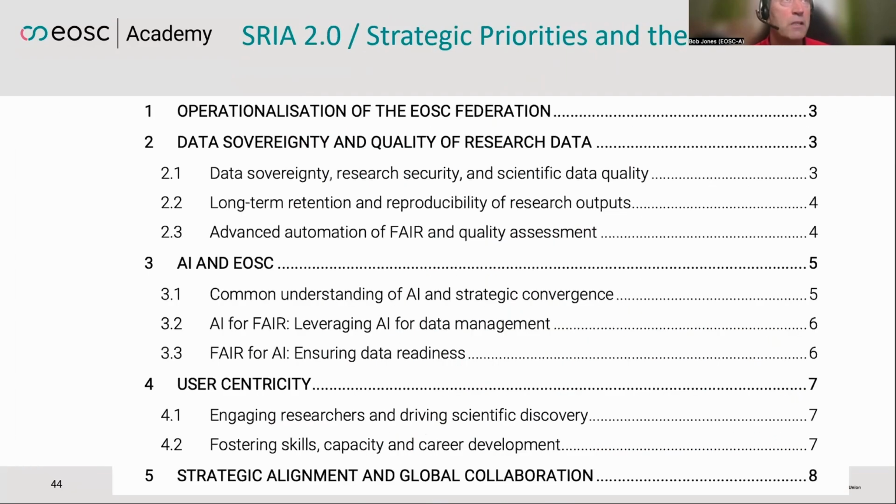The other point is that the Federation has influenced the strategic research and innovation agenda. So we see these questions of data sovereignty and quality of research data as a key focus for the innovation agenda in the future. The links between AI and EOSC are also highlighted there, and user centricity, the work we're trying to do, for example, with the user forum, is to ensure that user centricity is a key element of the EOSC Federation in the future. And as I said, the strategic alignment for global collaboration as well.